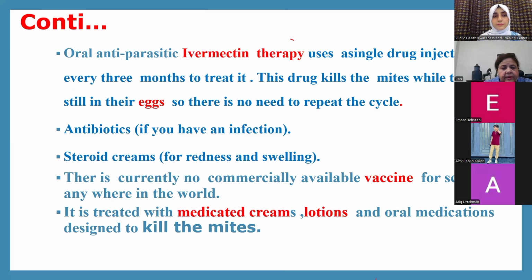Oral antiparasitic ivermectin therapy uses a single drug dose, repeated every 3 months, to treat it. This drug kills the mites while they are still in their eggs, so there is no need to repeat the cycle, right? Ivermectin therapy is used nowadays, and antibiotics if you have any infections. If you still have the parasitic infection, then you can use ivermectin therapy, give a single dose, then don't repeat the cycle. Steroid creams are also used for redness and swelling, and you can use any steroid cream alongside the scabicides.